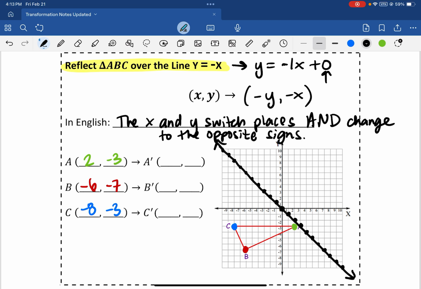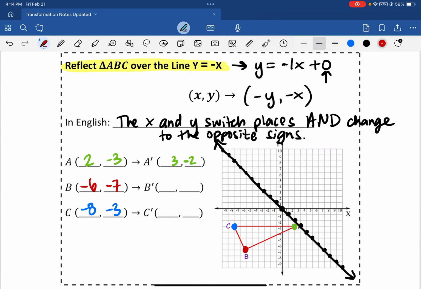So let's go ahead and do that. Let's look at A, and we'll write A prime. So A was (2, -3). What I would do is switch like this: I would do (-3, 2). But then I have to change the signs. My x right now is a negative 3, so let's change that to a positive 3. And then my 2 will switch to a negative 2, so I switch the signs. Okay?